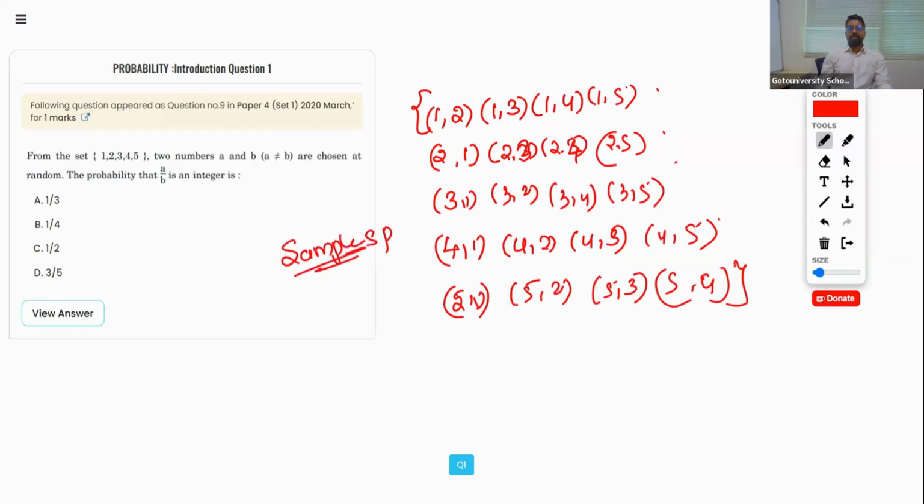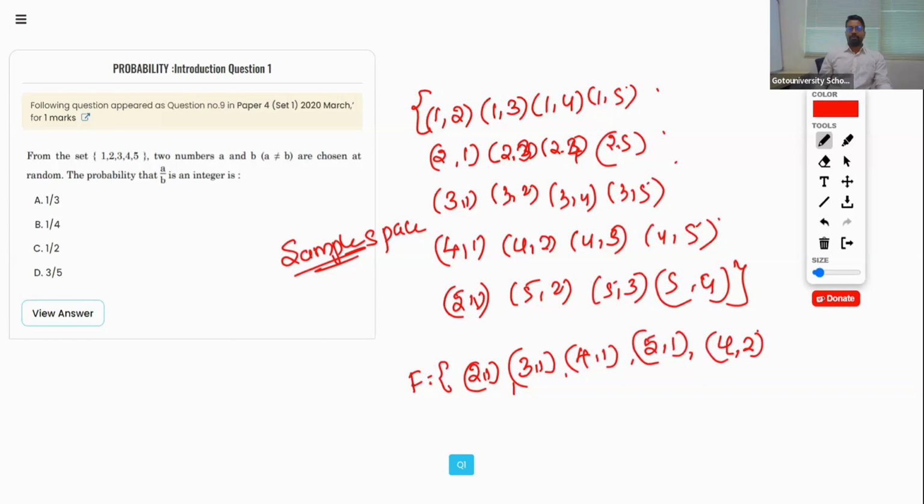In our favorable condition, what we have is 2 comma 1, 3 comma 1, 4 comma 1. These are the elements of our set. 5 comma 1 and 4 comma 2. So the numerator is the number of favorable outcomes, 5. The denominator is the total number of outcomes, 20. So when you solve this, we get 1 by 4. That's our answer, which is option.